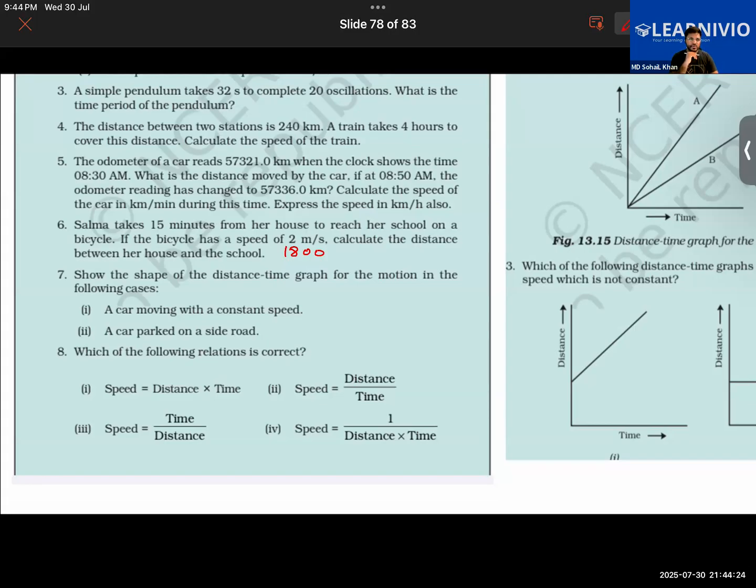Make sure to use a ruler. Use a ruler to draw the shape of the distance time graph. Sir, can I make it on the rough side of my paper which I'm writing on? Okay, you can do that, but make sure it is clearly visible.